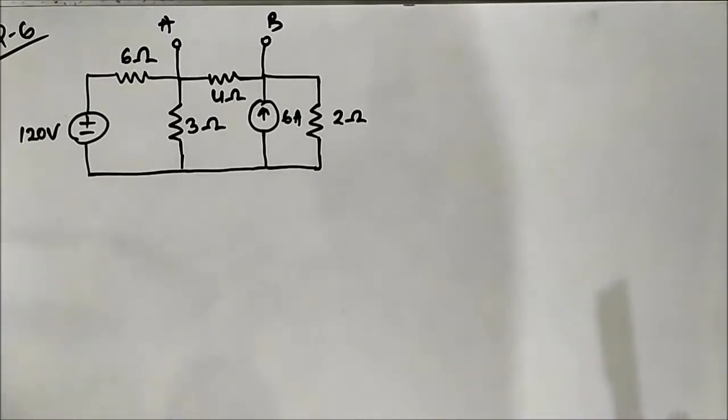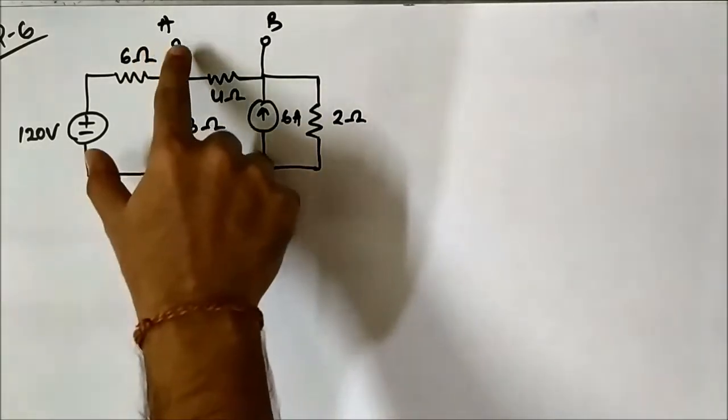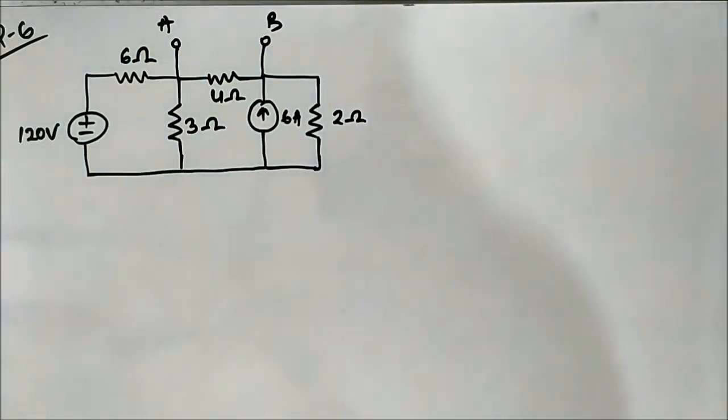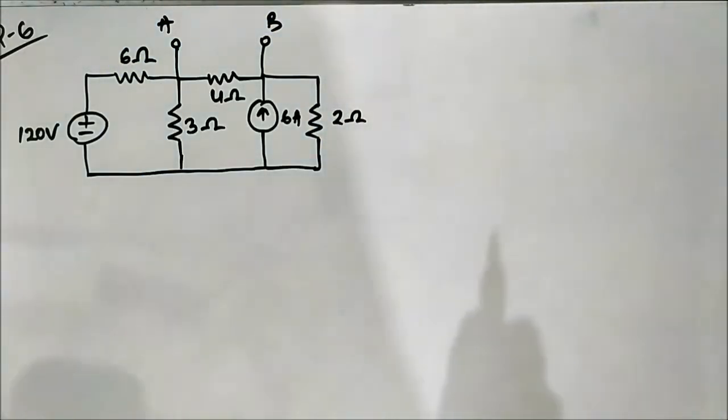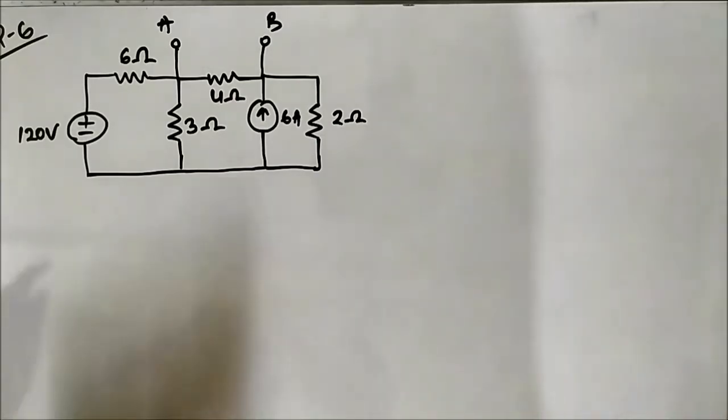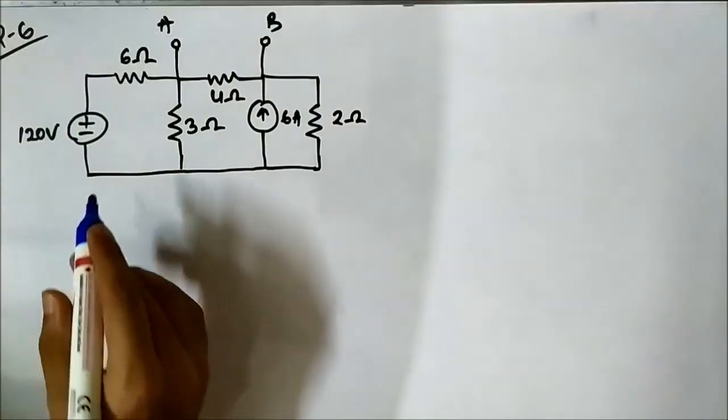Hello friends, so this is the sixth question which we are going to discuss on application of Norton's theorem to electrical circuits. So here we have the circuit and we have to find the Norton equivalent circuit across the terminals A and B. Okay, so the first part is to find the Norton current. We have to short circuit these two terminals and find the current flowing through it. And the next part is the calculation of equivalent resistance. Okay, so first part, determination of IN.